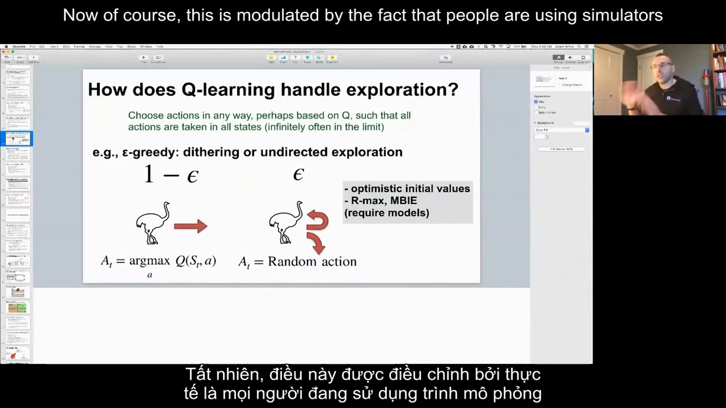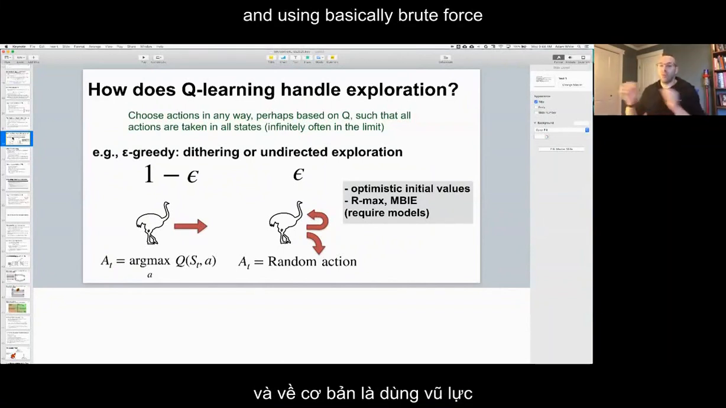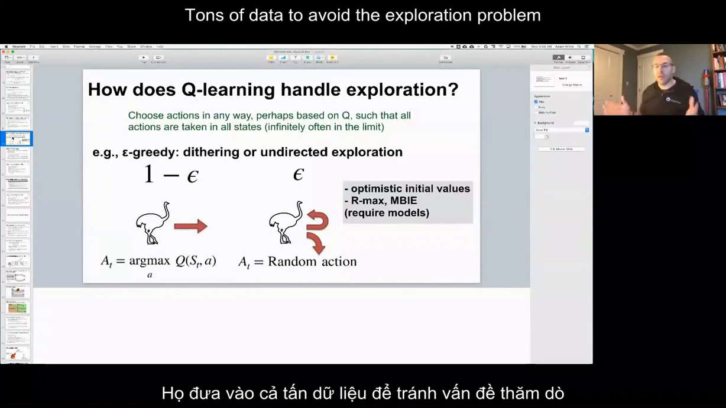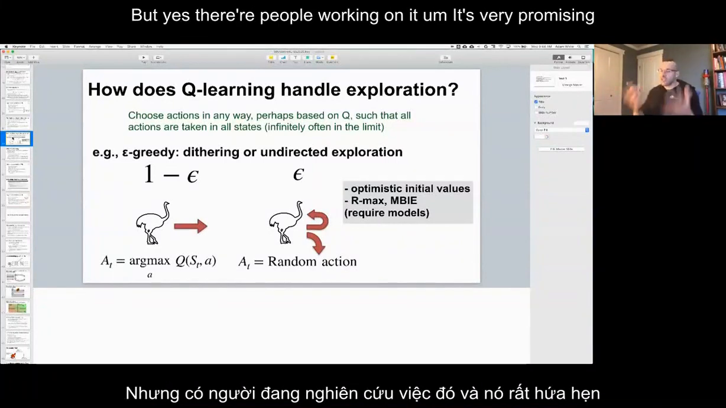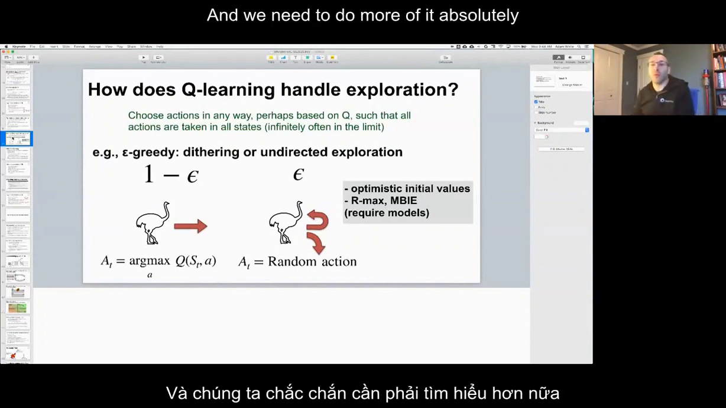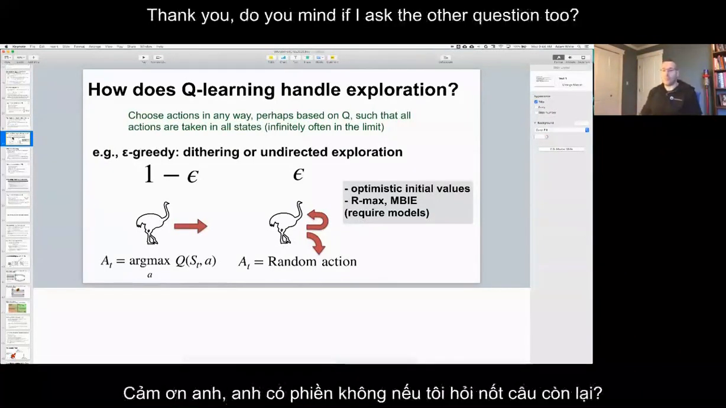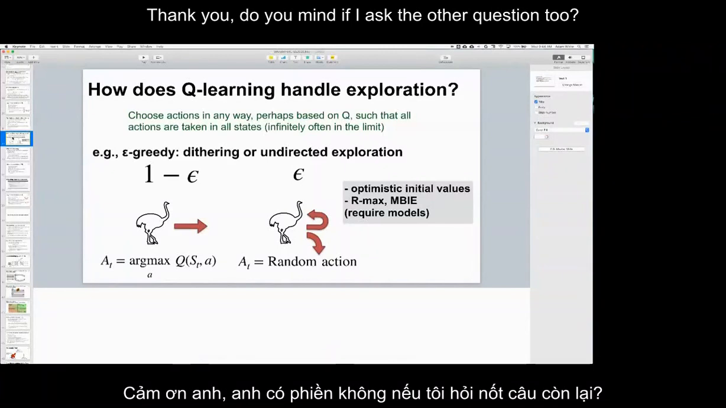Now, of course, this is modulated by the fact that people are using simulators and basically brute force, tons of data, to avoid the exploration problem. But yes, there are people working on it. It's very promising, and we need to do more of it. Absolutely. Okay, thank you. Do you mind if I ask the other question too?